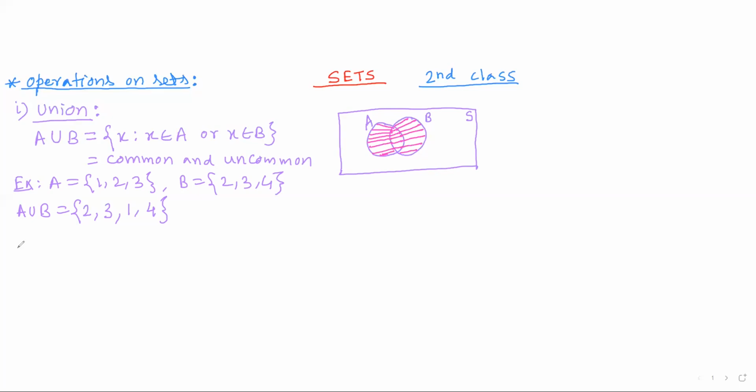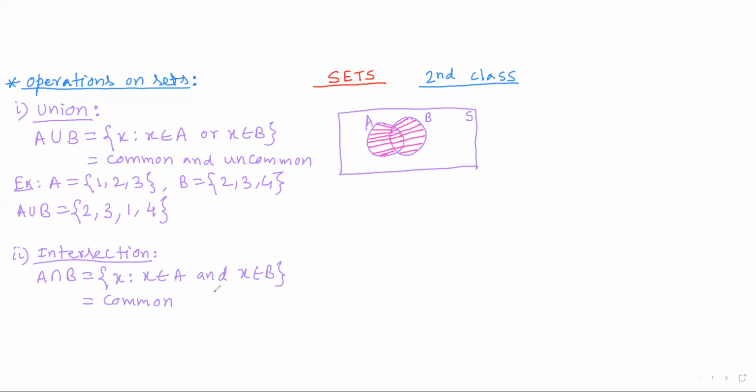Now I am coming to the next operation. The second operation is called intersection. Intersection between two sets is denoted by A, this is the intersection sign, B. And A intersection B is equal to X such that X belongs to A and X belongs to B. So intersection means we have to take elements that belong to set A as well as set B. That means we have to take only common elements.